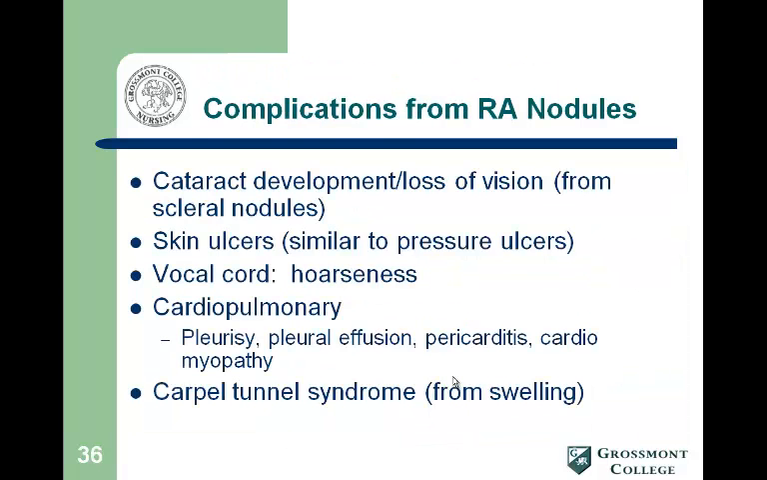So some extra-articular features, they may have fever, weight loss, fatigue, lymph node swelling, and then these are some things that affect other parts of the body that you really wouldn't think of as having to do with rheumatoid or the joints. So cataracts can develop. They may get skin ulcers that are like pressure ulcers. Vocal cords can be affected, and that's going to lead to hoarseness. Then they can have some cardiopulmonary effects, pleurisy, pleural effusion, pericarditis, and carpal tunnel syndrome in the wrists.